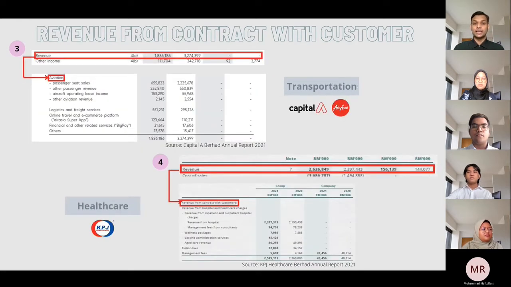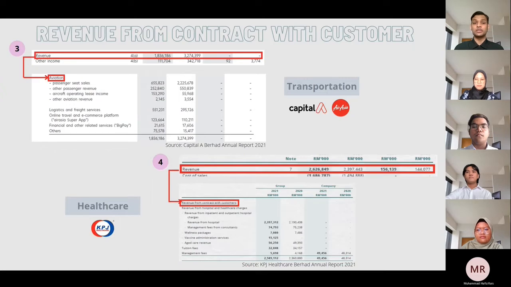Advancing to the following slide, for the transportation industry, we choose Capital A Berhad. There are a few main revenues from contract with customer that Capital A Berhad generates from, such as aviation, logistics and freight services, and also online travel and e-commerce platforms. If we look into the aviation part, passenger seat sales is the highest revenue earned by Capital A Berhad.